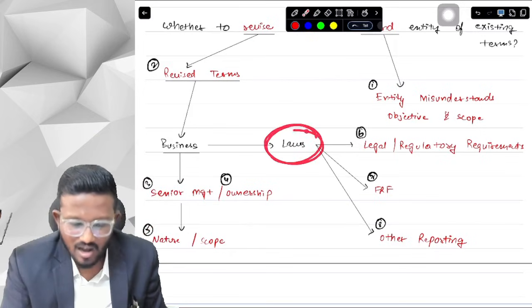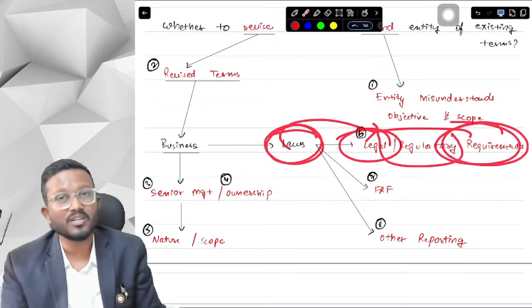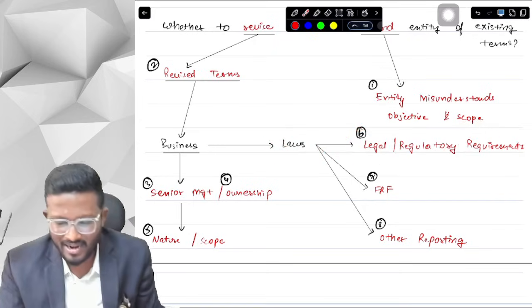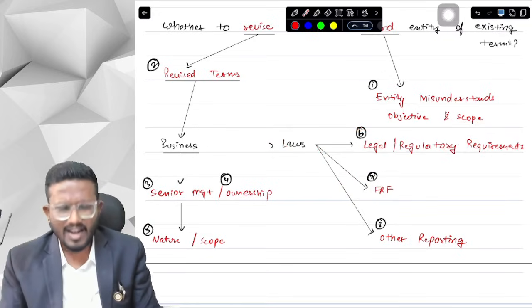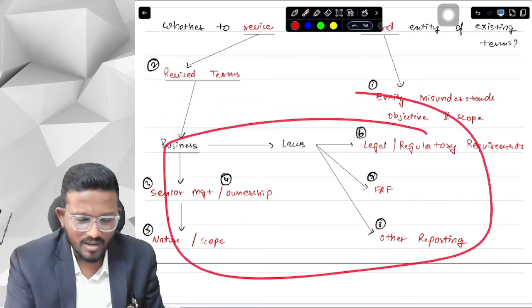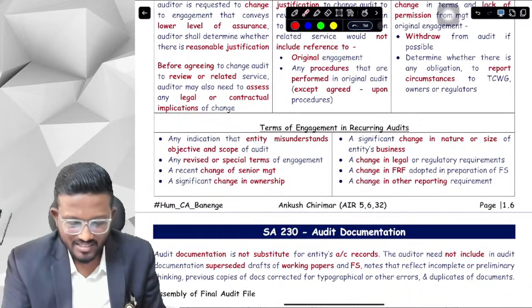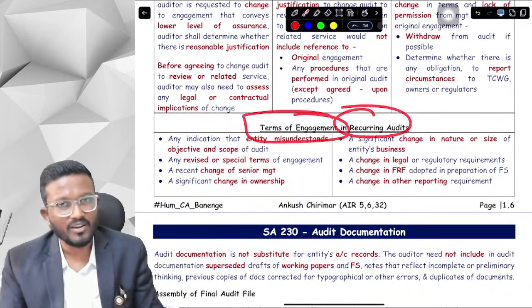Now laws, what about laws, sir? If there is any change in legal or regulatory requirements, what is the most important legal or regulatory requirement? FRF. If there is a change in FRF or any change in other reporting requirements, then we need to revise the terms of audit engagement in case of recurring audit. Okay, yes sir. What does it say, sir? What are the terms of engagement in recurring audit?